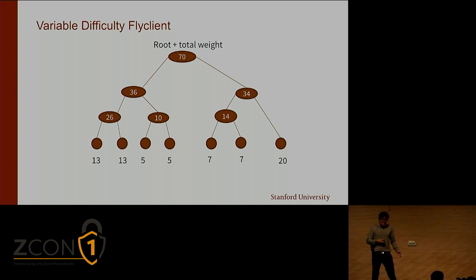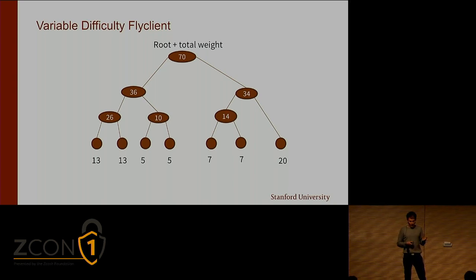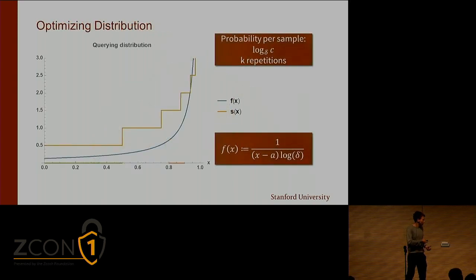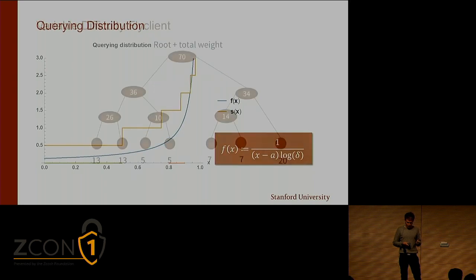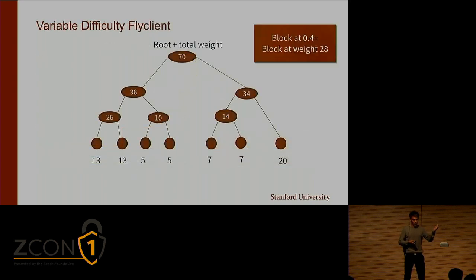And then if I want to query a block, I use the same distribution, which we already normalized to be between 0 and 1. So if I sample from this distribution, I just get a number between 0 and 1. Say I get 0.4, then I will just query the block which has 40% of the total weight. So in the case of 70 here, this is 28, so I will need to query this block here, because 13 plus 13 is 26, plus 5 is, this is the block where the weight 28 is.